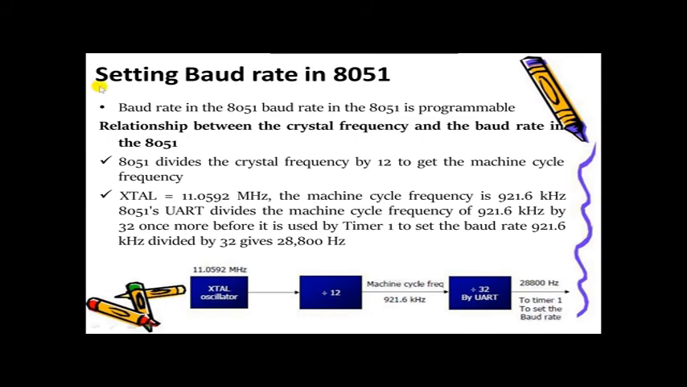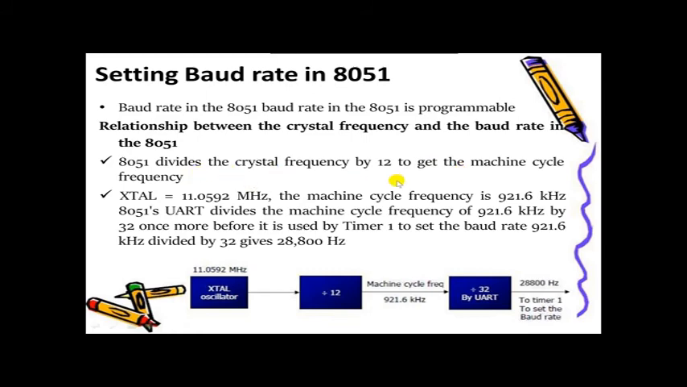How to set up a baud rate in 8051? The baud rate in 8051 is programmable, which means we can program the baud rate. The relationship between crystal frequency and baud rate of 8051 is discussed now. The 8051 divides the crystal frequency by 12 to get the machine cycle.